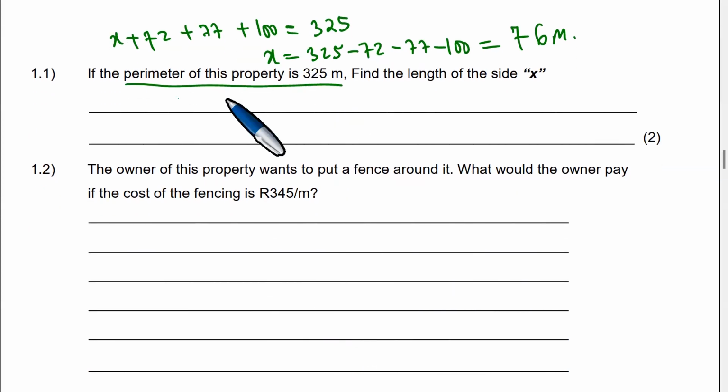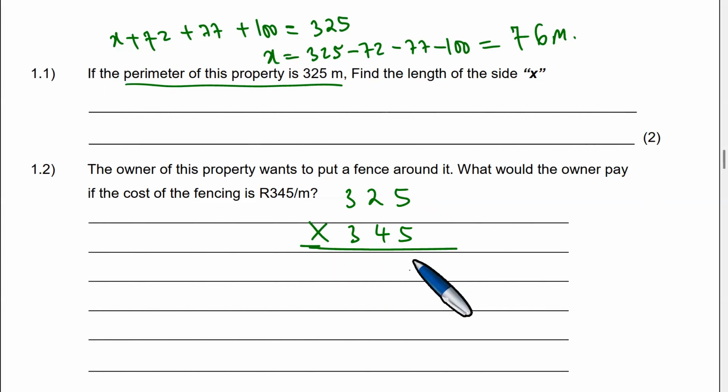Right, what you need to do is to look at the perimeter. The perimeter of the property is 325 meters. The fencing is 345 rand per meter. You multiply this. 5 by 5 is 25. You bring down 5, then you carry 2. 5 by 2 is 10, plus 2 is 12. You bring down 2, then you carry 1. 5 by 3 is 15 plus 1, it is exactly 16. And then you would put 16 there.